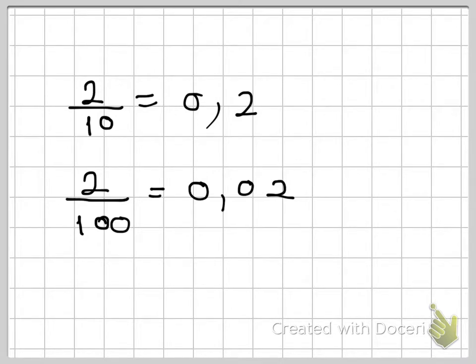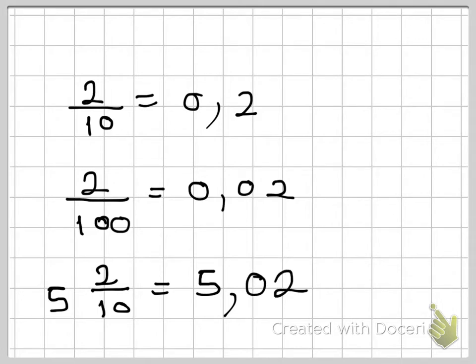Last example, look at 5 and 2 tenths. How do I write that as a decimal? I have added a whole number, so I will no longer put a 0, but I will place a 5 representing my whole number, comma, yes, that's correct, I heard someone say that out loud, 5,2.